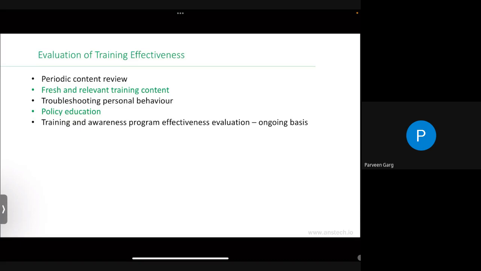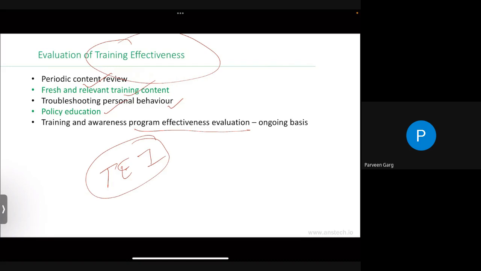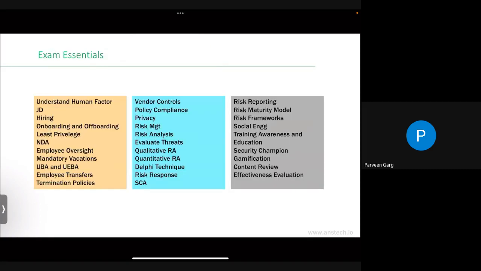One of the important decisions as a security leader is to gauge training effectiveness. Training effectiveness is generally calculated by something called TEI, the training effectiveness indicator. How do you assess it? Whether your content is reviewed properly, whether your content is relevant and fresh, whether you have a policy on education, and whether you are able to troubleshoot any personal behavior in a person. That's how you create an effective evaluation process. These are the training effectiveness indicators. A question might come in, but nothing very important. So this is where chapter 2 gets over, and these are the things you should understand.